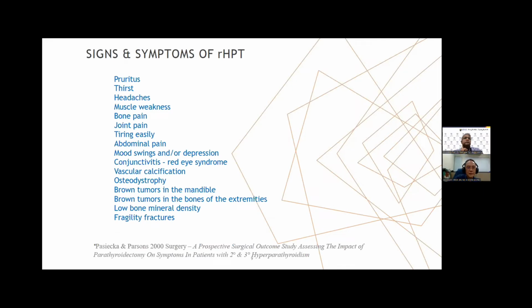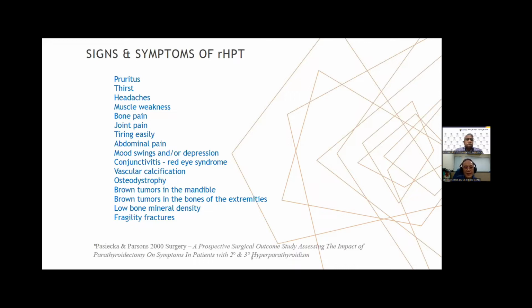So what are the signs and symptoms of renal hyperparathyroidism? So Pasika and Parsons came up with this list of symptoms in 2000. So when they were studying the prospective surgical outcomes based on symptoms, and I shall talk to you about the outcomes a little later in the talk. So basically things like pruritus, thirst, headaches, muscle weakness, bone pain, mood swings, abdominal pain, conjunctivitis, vascular calcifications, osteodystrophy, brown tumors, and fractures. Okay, so these are the signs and symptoms of renal hyperparathyroidism.